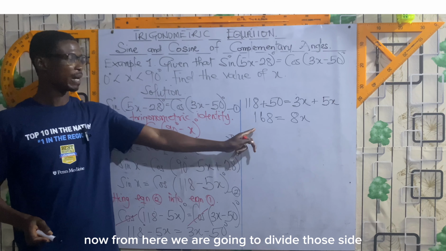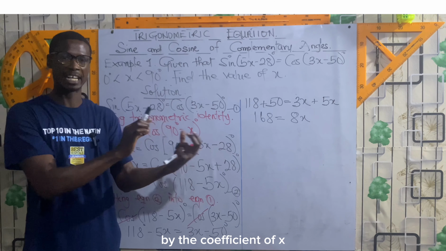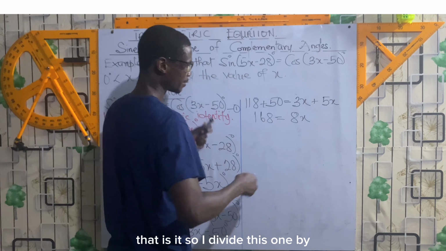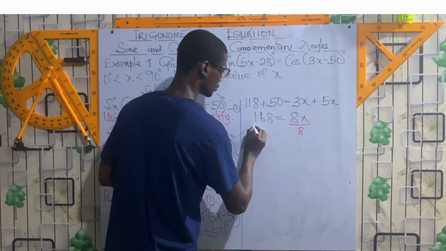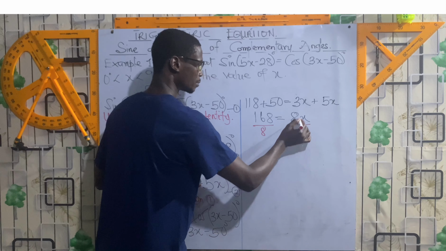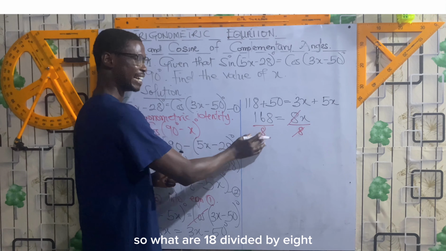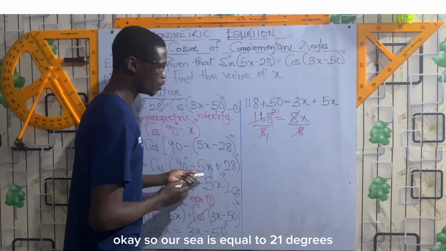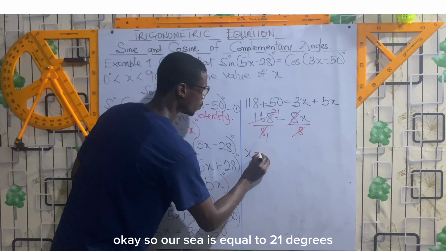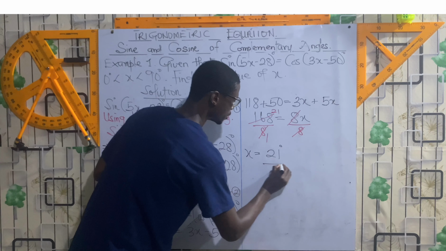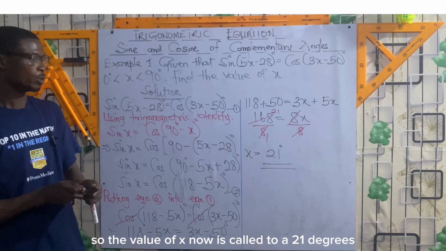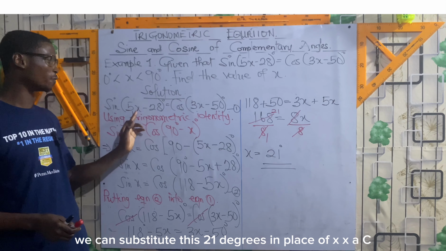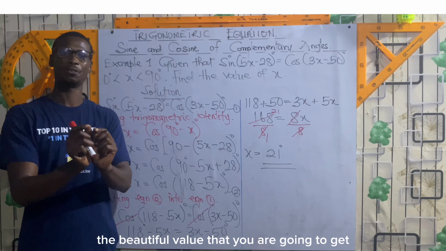Now from here, we are going to divide both sides by the coefficient of x. What is the coefficient of x here? That is 8. So I'll divide by 8. 168 divided by 8, how many times? That is 21 times. So our x here is equal to 21 degrees. This is our final answer. You can substitute this 21 degrees in place of x, and you see the beautiful value that you are going to get.